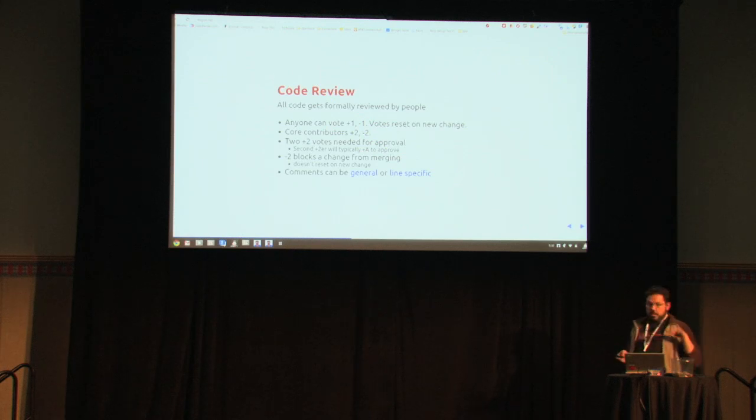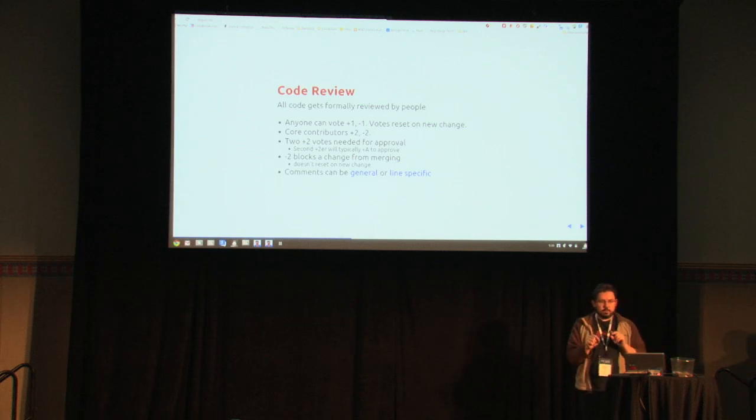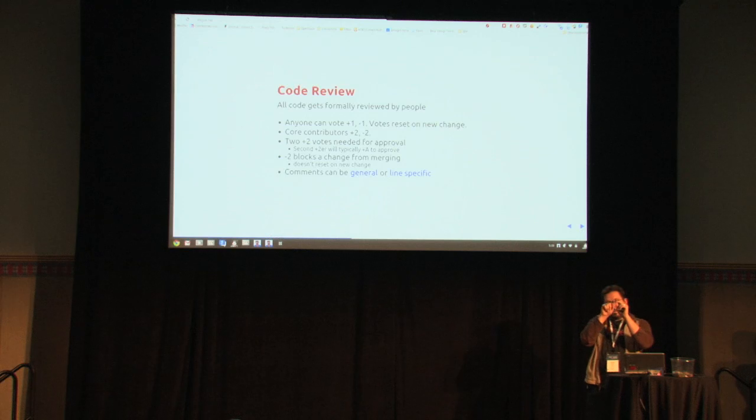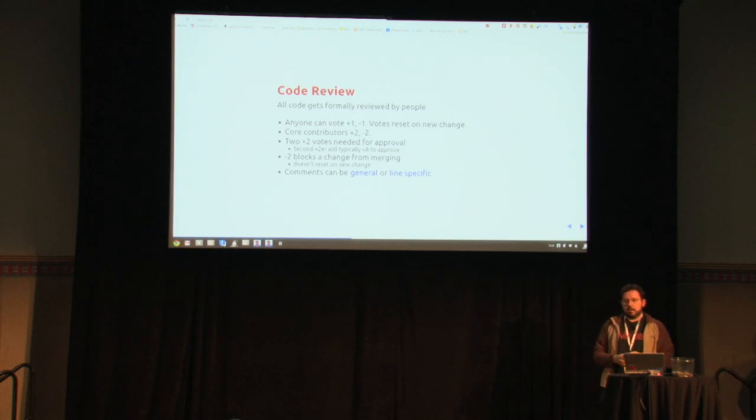The comments can be general or line specific. Those have links showing instances of both of them, where we can annotate per line of code. And typically a detailed review will go through and say, okay, minus one, and like this, you did a wrong thing here, this thing should be better, why did you add this new variable? People will give very detailed feedback.